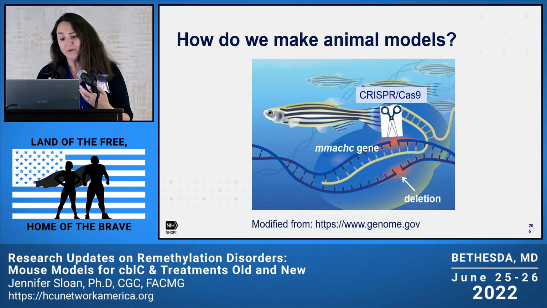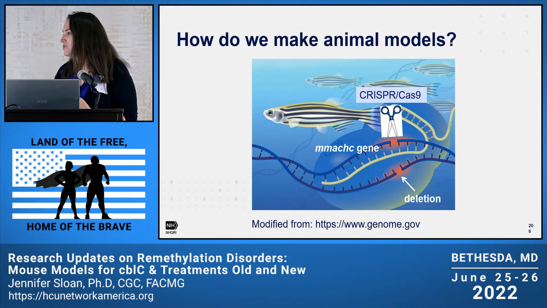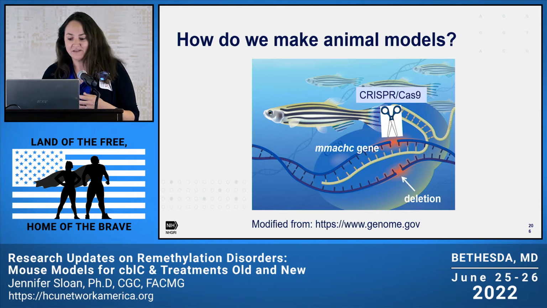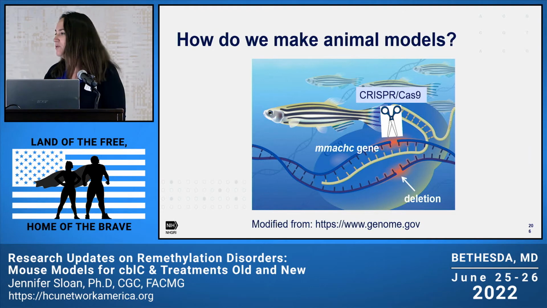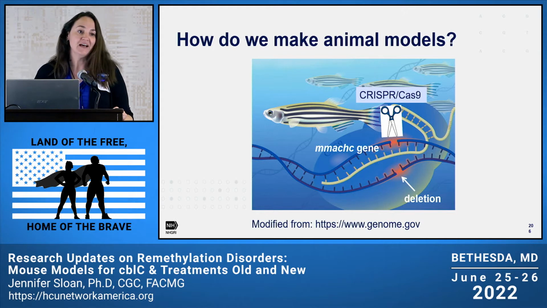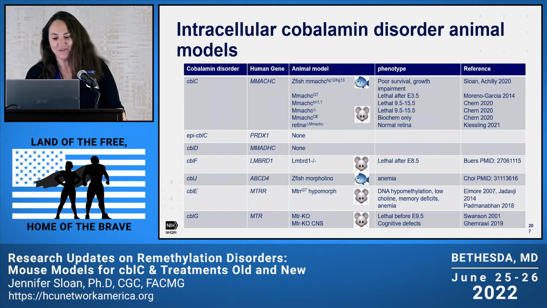And that's pretty much what we do. We can genetically engineer various animal models, either fish or mice, and that helps us a lot. So I reviewed the literature for this talk just to see what animal models are out there for cobalamin disorders, and I made a list, which I'm not going to go through in great detail, but I can share it with Brittany, obviously, for the future.